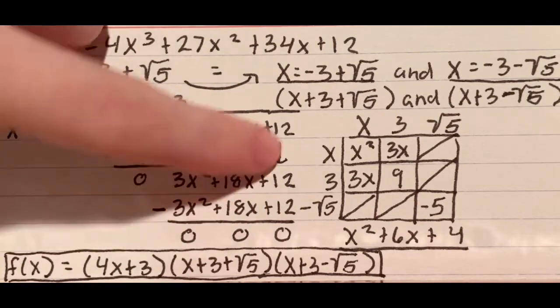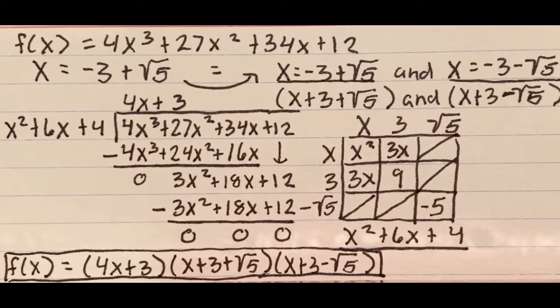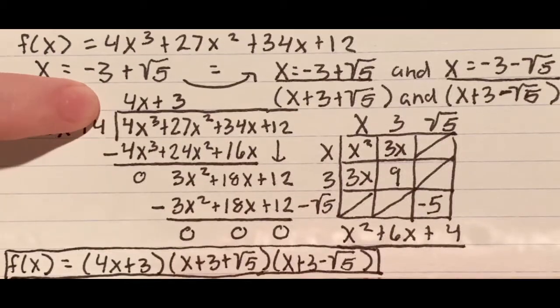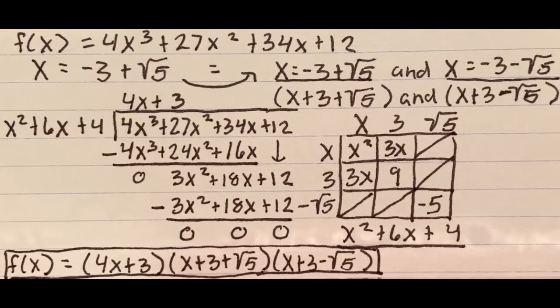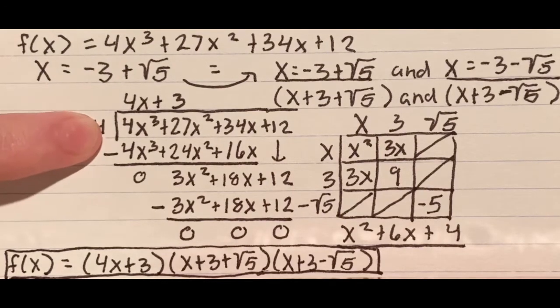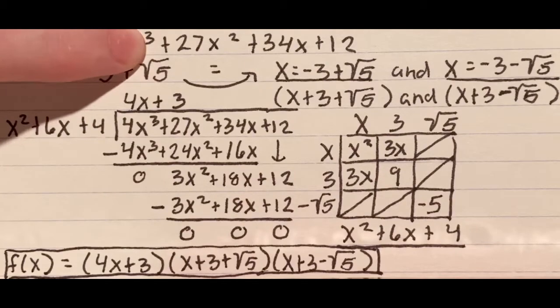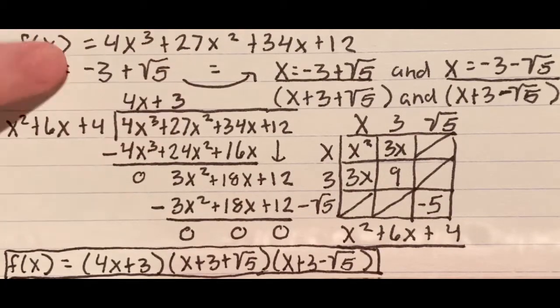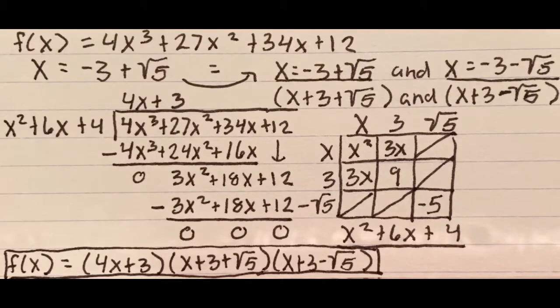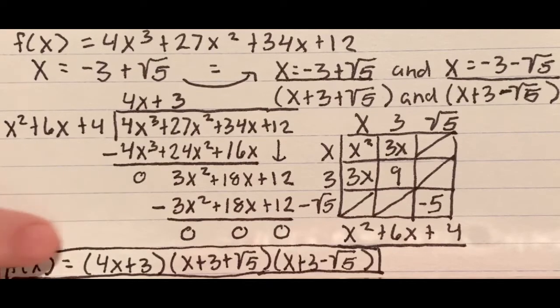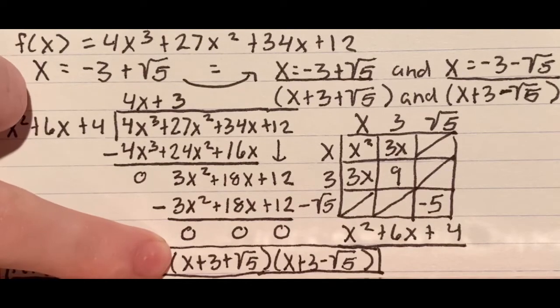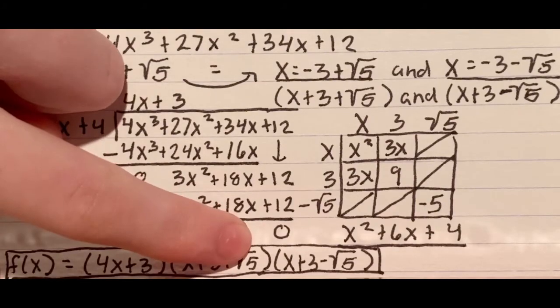If you notice here, all of them subtract out to 0, which means we have completed the problem properly. Our answer is going to be 4x plus 3. As you can tell, x is to the power of 1, which means that this is also a factor for our beginning function. And we have our other two factors here, and as you can see, this is 4x to the third, which means it's going to have 3 factors, so we have already found all 3 factors, which means we can go ahead and write out our original function in factored form. So it's going to be f of x equals 4x plus 3 times x plus 3 plus the square root of 5 times x plus 3 minus the square root of 5.